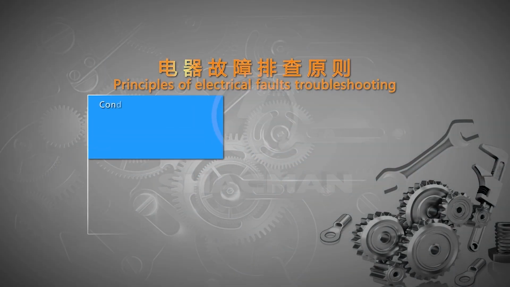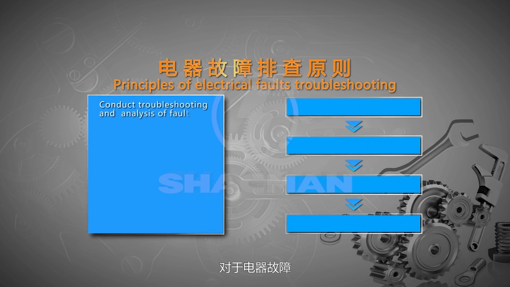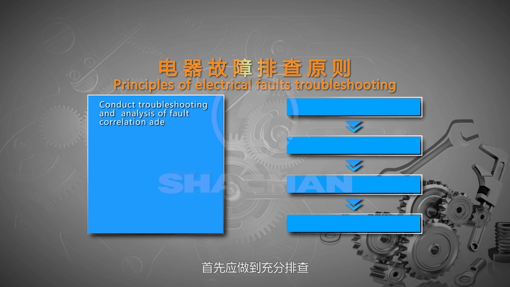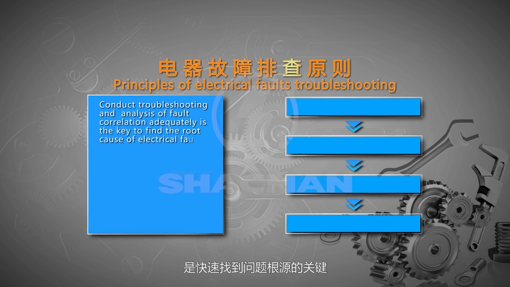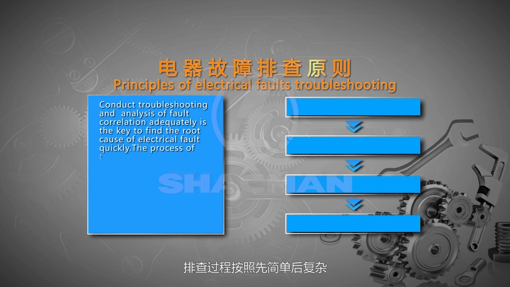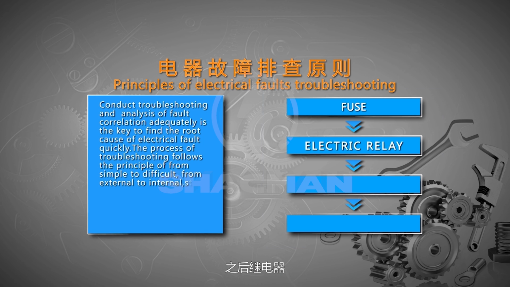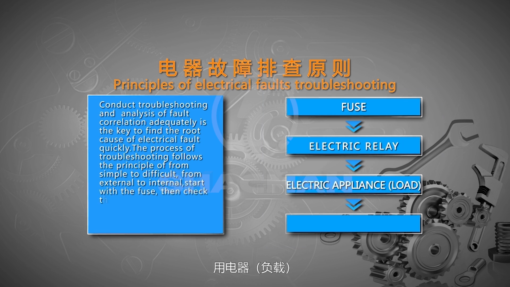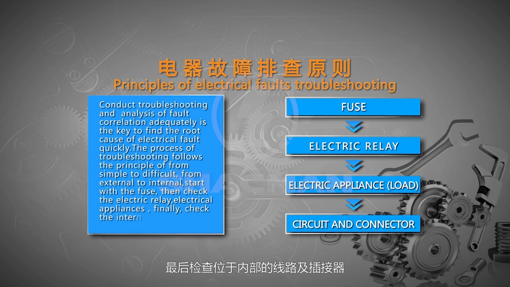Principles of Electronic Faults Troubleshooting. Conducting troubleshooting and analysis of fault correlation adequately is the key to finding the root cause of an electrical fault quickly. The process of troubleshooting follows the principle of from simple to difficult, from external to internal. Start with the fuse, then check the electric relay and electrical appliances, and finally check the internal wiring and connectors.